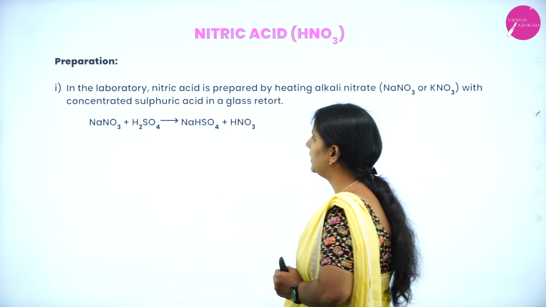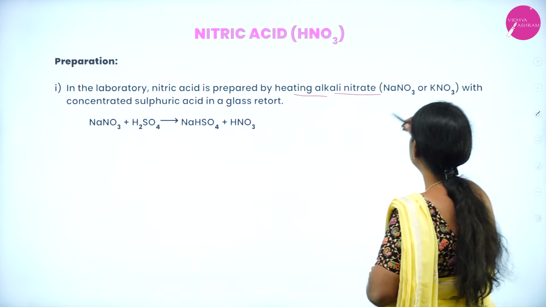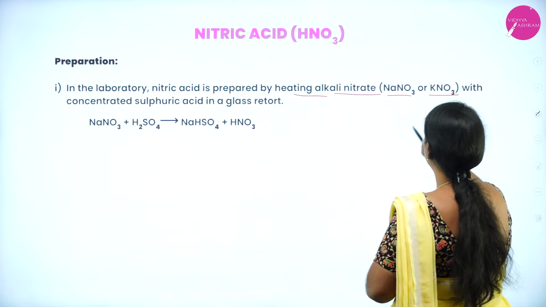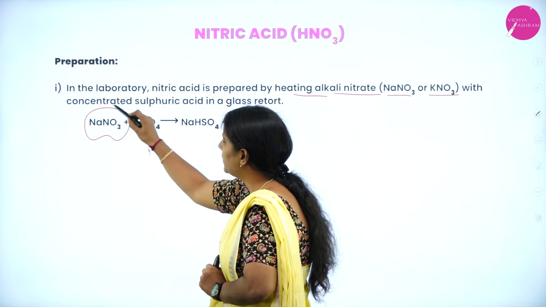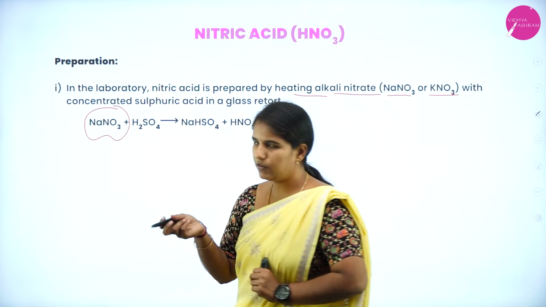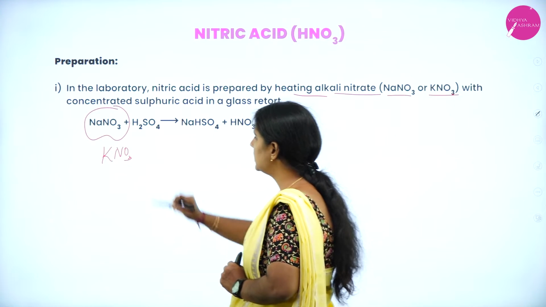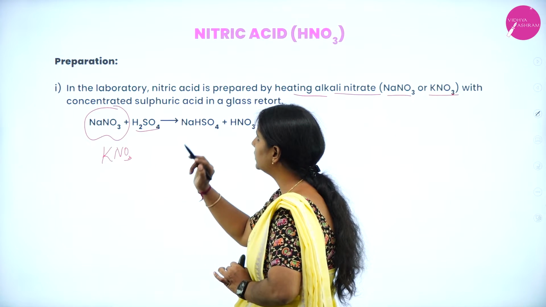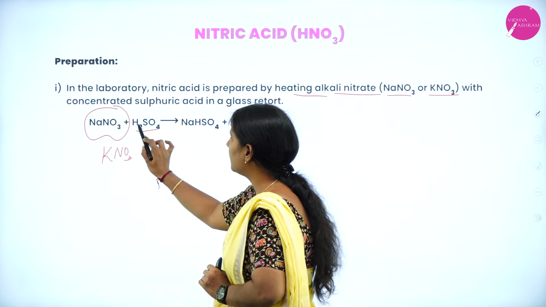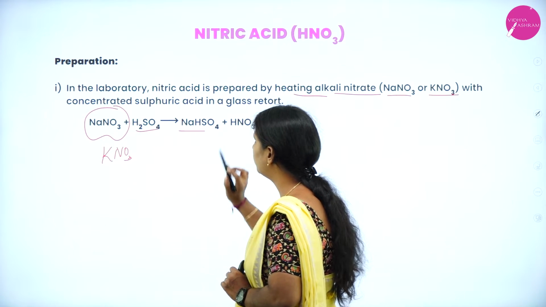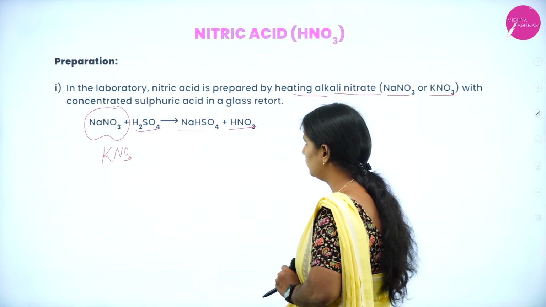By the laboratory method, nitric acid is prepared by heating an alkali nitrate like sodium nitrate or potassium nitrate with concentrated sulfuric acid. So here I have taken sodium nitrate. Instead of that, you can also take potassium nitrate, that is KNO3. This is allowed to react with concentrated sulfuric acid. What does it form? Sodium combines with one hydrogen and sulfate to form sodium hydrogen sulfate along with HNO3.